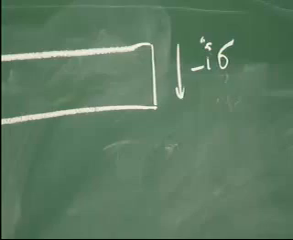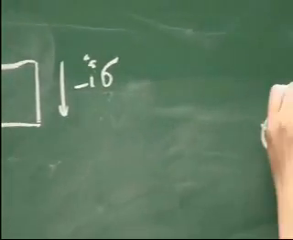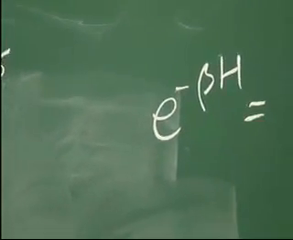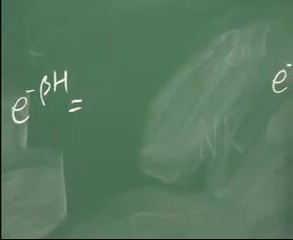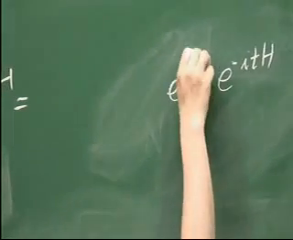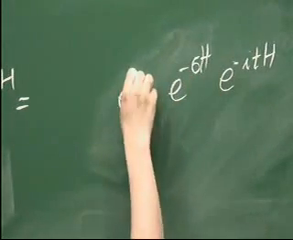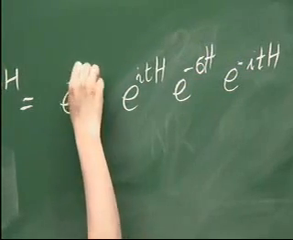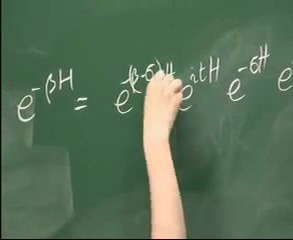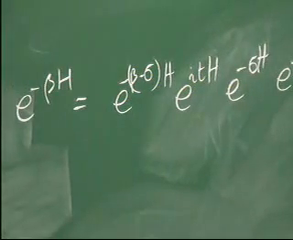So basically we are writing e to minus beta H as the product of four evolution operators: e to minus iTH, then e to minus sigma H, e to plus iTH again, and e to minus (beta minus sigma) H. It's a very simple trick that we are doing here.